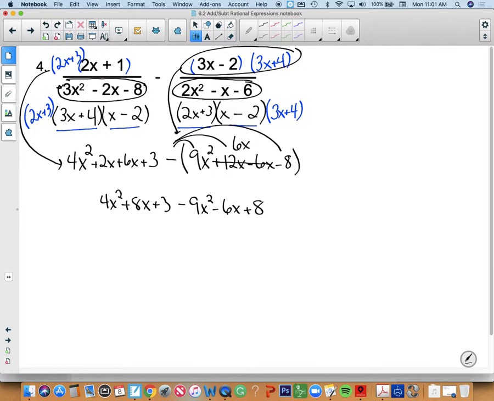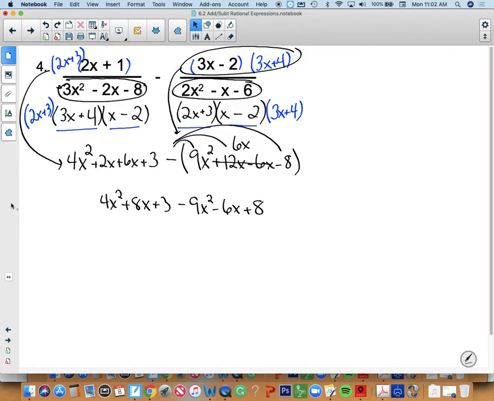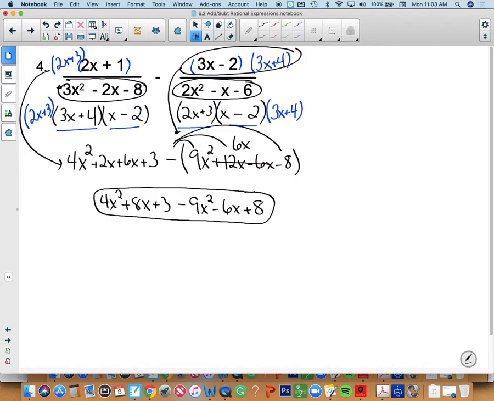So right now, I am just multiplying and simplifying the numerator. After I simplified the top in both of those, the subtraction sign takes over, just working in the top here. So simplifying this whole thing down, that's just going to be the numerator of the fraction. So we will have 4x squared minus 9x squared, that's negative 5x squared, 8x minus 6x, that's 2x, and 3 plus 8, that's 11.